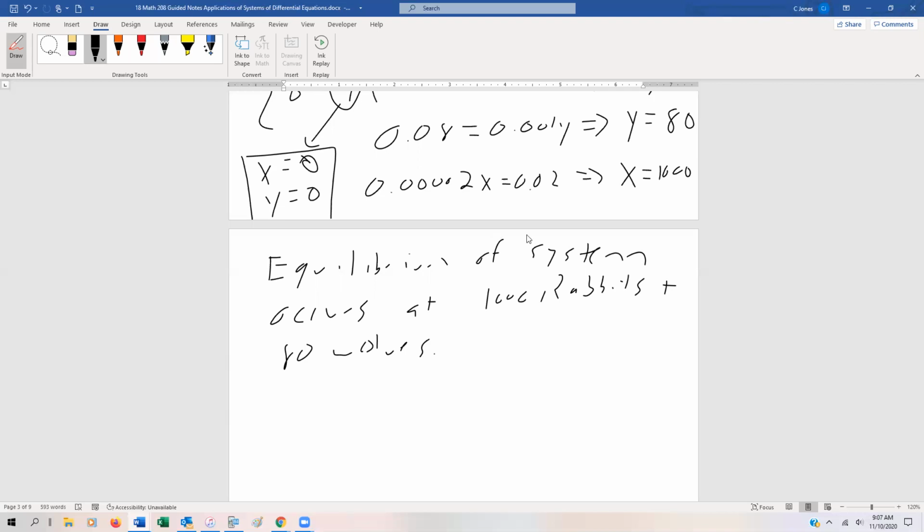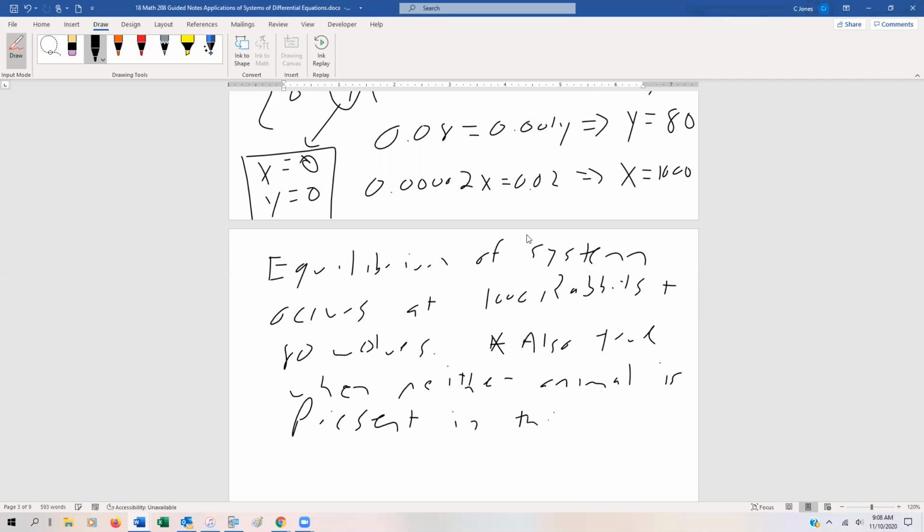We should also state that equilibrium is also true when neither animal is present in the system, but that's fairly trivial. This is the one that we really want.